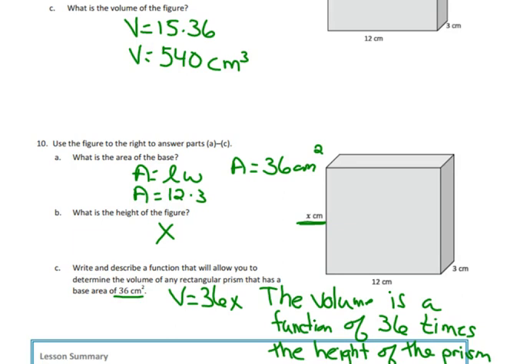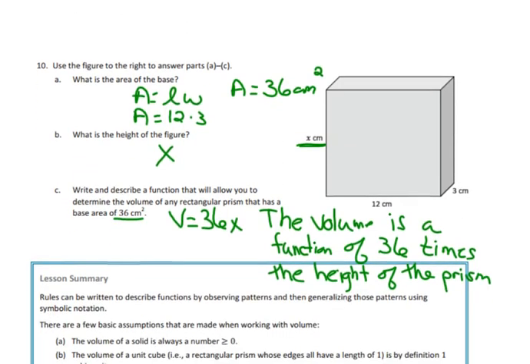Then it says, write and describe a function that will allow you to determine the volume of any rectangular prism that has an area base of 36. So here's my formula, volume equals 36x. That looks like it might be a proportional relationship. Then it says the volume is a function of 36 times the height of the prism. That only works if the area of the base is 36. As soon as you change that, then it's going to change. But that kind of looks like a proportional relationship to me.